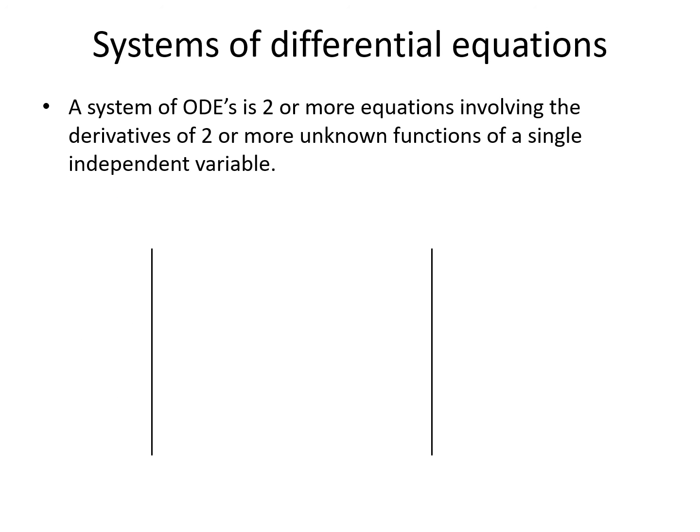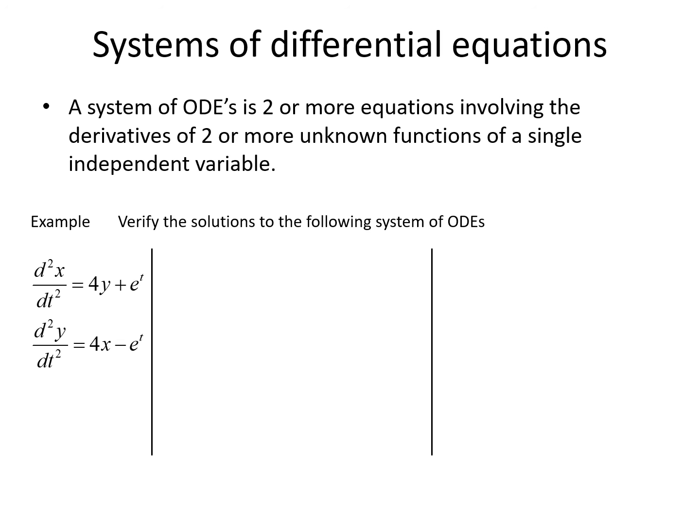All right, the final thing we're going to cover in this section are systems of differential equations. Sometimes we're going to see equations paired together in twos or threes. So a system of ODEs is two or more equations involving the derivatives of two or more unknown functions of a single independent variable. So for example, and this time we want to verify that these are solutions to the system of ODEs, we have the system.